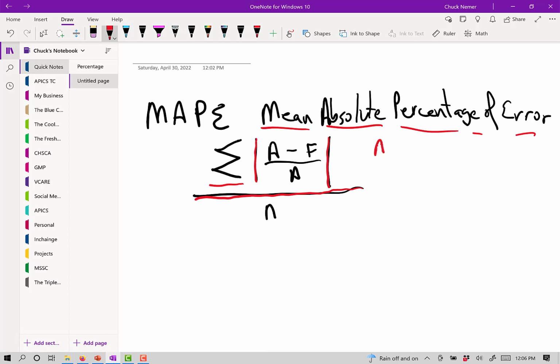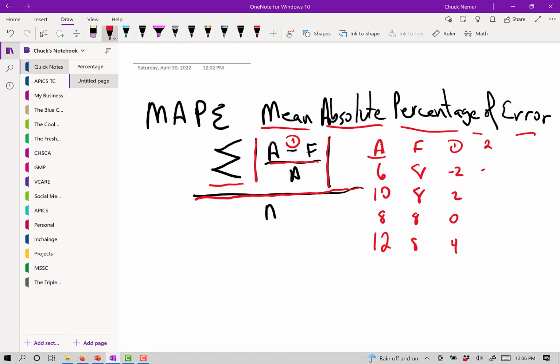Here's our actual demand. Let's make it some simple numbers: 6, 10, 8, and 12. And the forecast is 8s across the board, just to keep it simple. So the first thing we do is we take the actual minus forecast, so we get negative 2, 2, 0, and 4. And then it says we divide it by what the actual amount was.